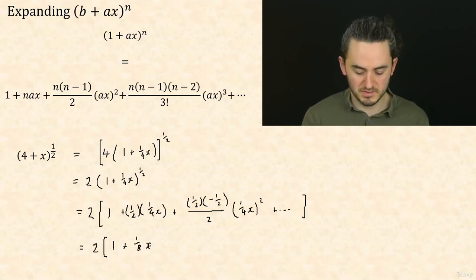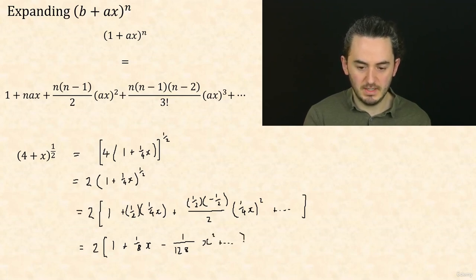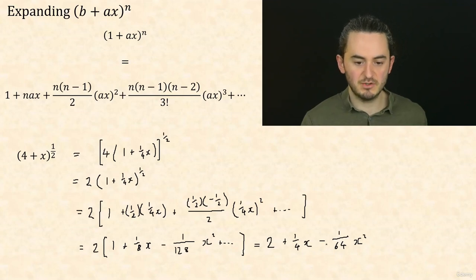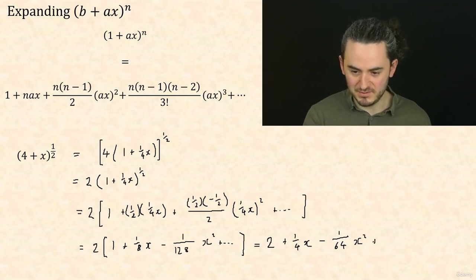Now for the next term, we'll use a calculator. A half times negative half divided by 2 multiplied by 1/4 squared gives me minus 1 over 128 x squared, plus dot dot dot, and the only thing left to do is just multiply the whole thing by 2. So my final answer for this expansion is 2 times 1 is 2, and then 2 times an eighth is a quarter, and 2 times negative 1 over 128 is minus 1 over 64 x squared. So there is my expansion. Plus dot dot dot, because it goes on forever.